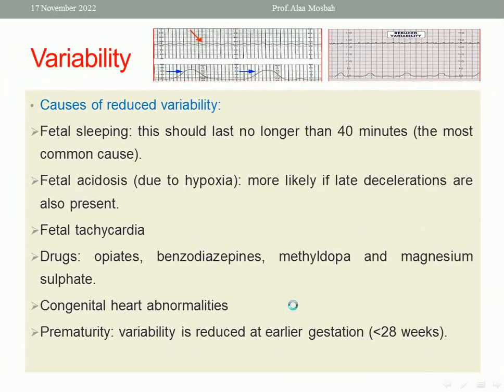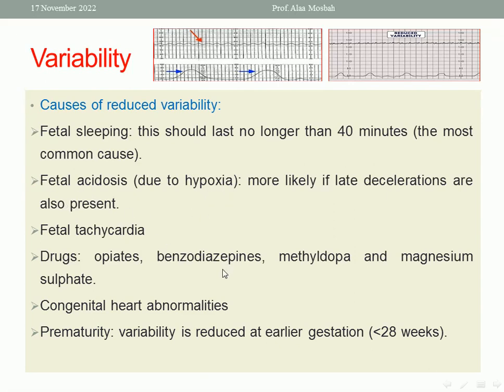What are the causes of reduced variability? Fetal sleeping is the commonest cause. This is physiological, and you can find the answer if you continue monitoring. It will disappear, and you can see the CTG becomes normal with beat-to-beat variability within the normal range. Okay, or with the stimulation of the baby.